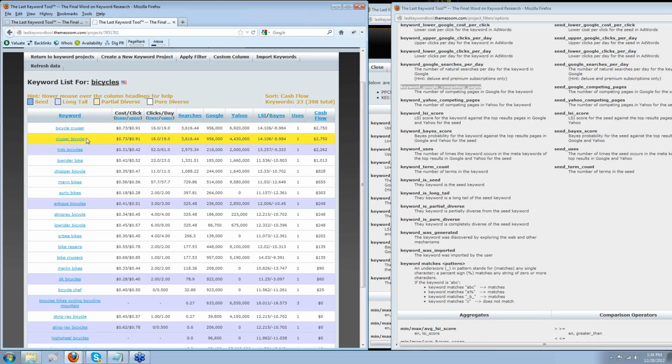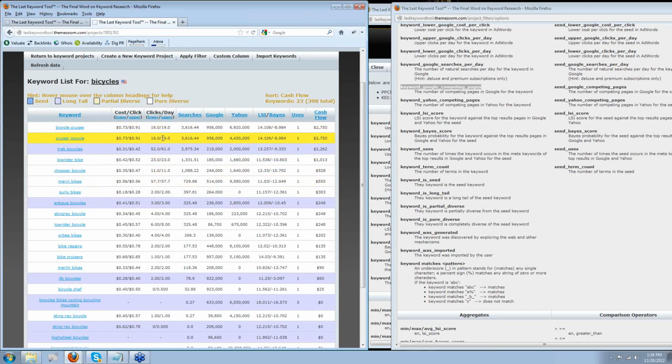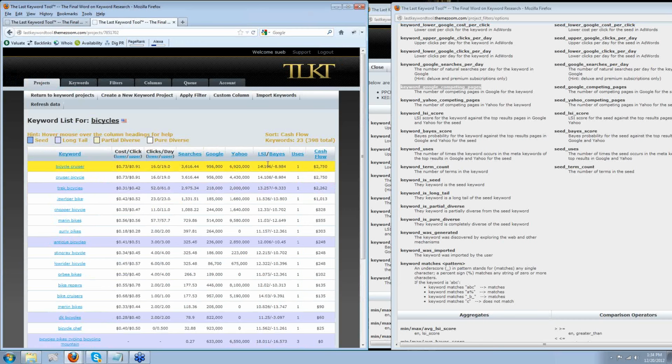And I would say absolutely, because I'm here under bicycles, right? So all of these keywords are going to be geared toward bicycles. I want to know what keywords are actually germane to cruiser bicycle if that's going to be my silo term. So I would just drill into that term.